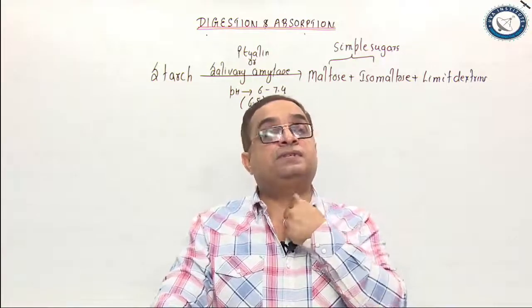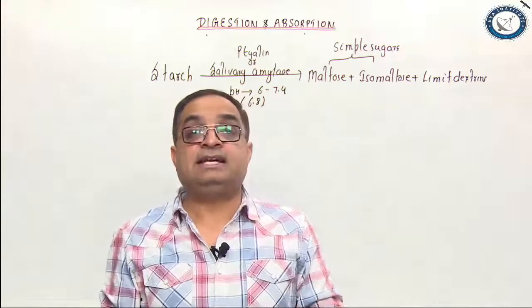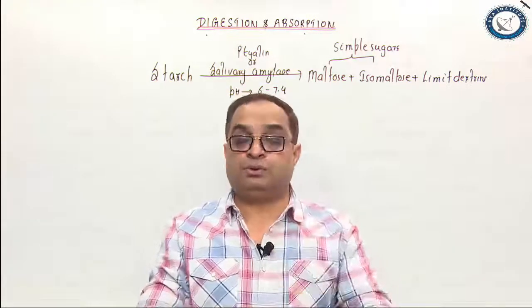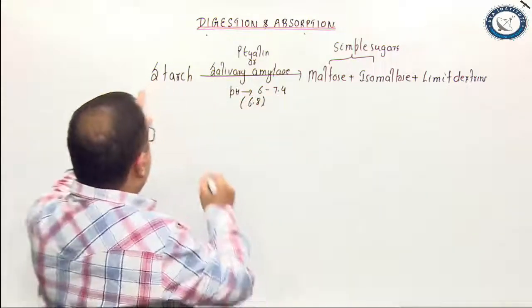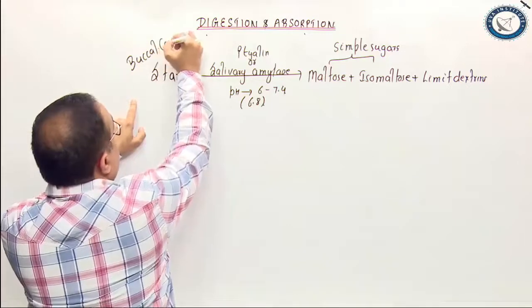The bolus passes through the esophagus. Esophagus doesn't secrete any digestive enzyme. It is just a passage for passing food to your stomach. So in buccal cavity, what has happened? Starch digestion starts.